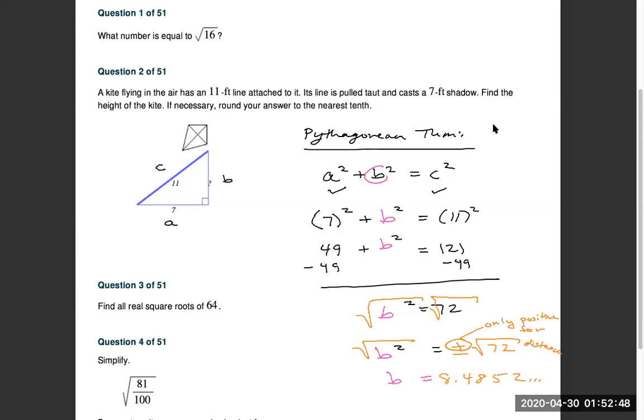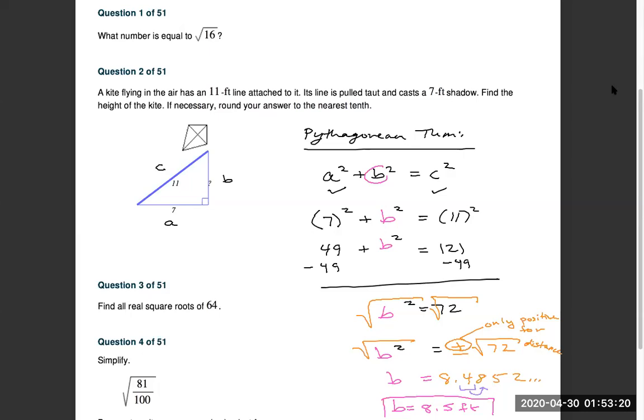So careful here, last step, you need to round to the nearest tenth. This would be the tenth place. So you're going to look at the 8 to round. So that tells us that b should be equal to about 8.5. And that's feet. Okay.